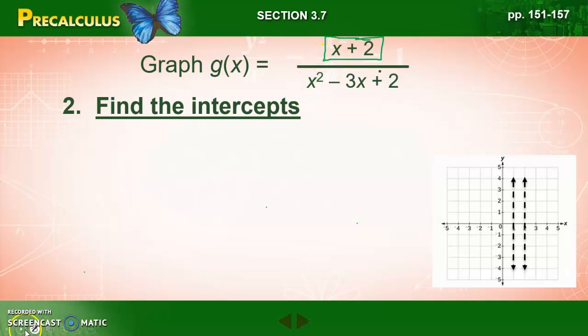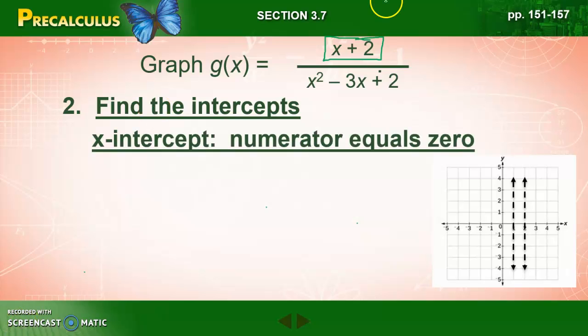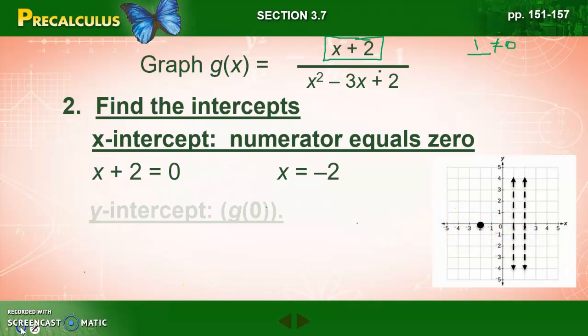The first thing we want to do is find our intercepts. To find our x-intercept, we can set our numerator equal to 0. Now, in the previous example, we had a 1 at the top. And if we set that equal to 0, 1 equals 0, that's not a true statement. That tells us there's no x-intercepts. Here we have x plus 2. So we can set that equal to 0. And we find that x equals negative 2. So we can go ahead and put a mark there that there's an x-intercept at negative 2.